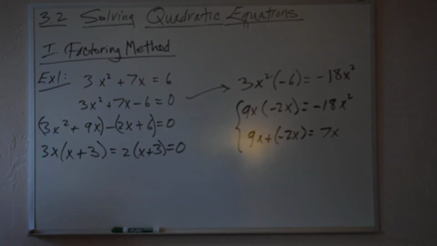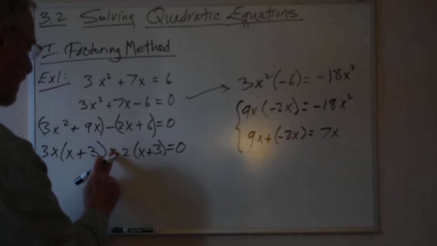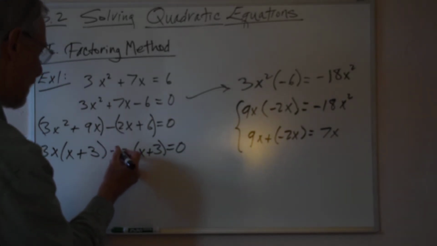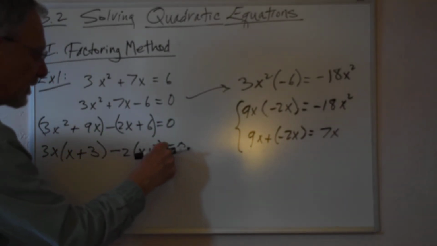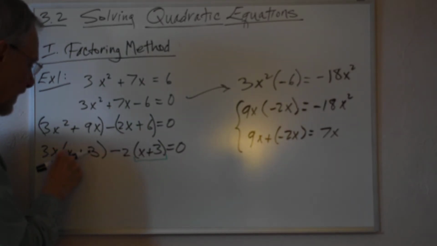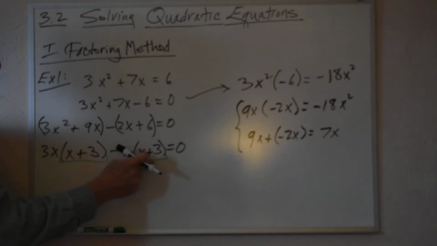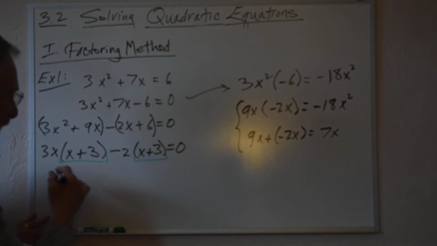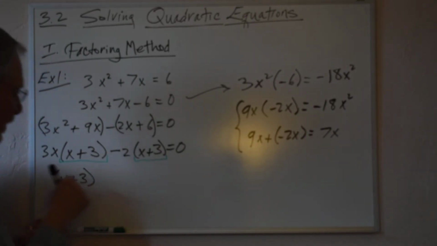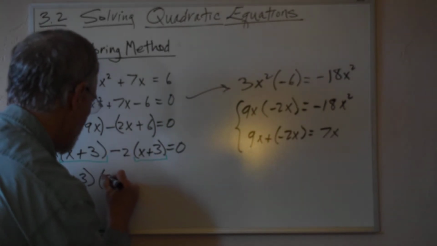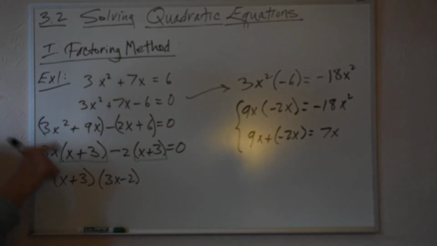Okay. Oops, that's not an equal sign, that is a minus sign. And because we did our work correctly, I see the same binomial in both terms here. That has to happen if we're doing our work correctly. I factor that binomial out, leaving me with 3x minus 2 as my other factor.